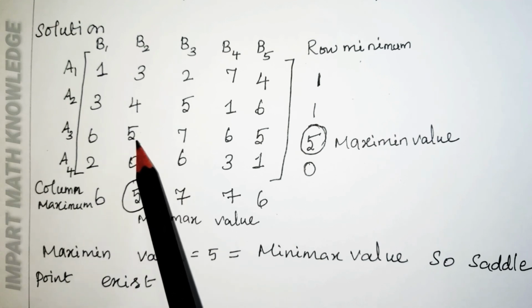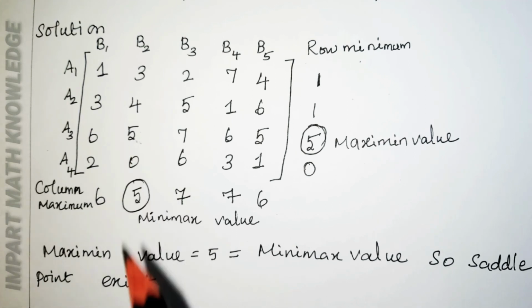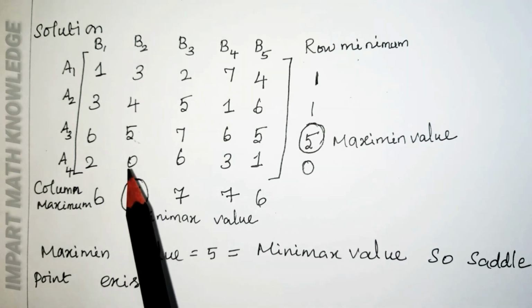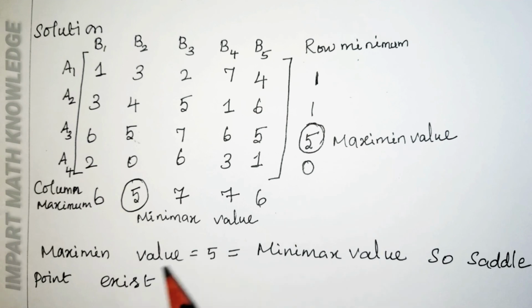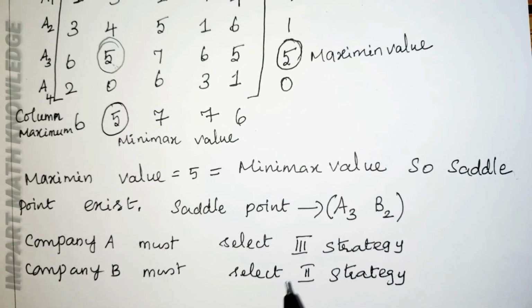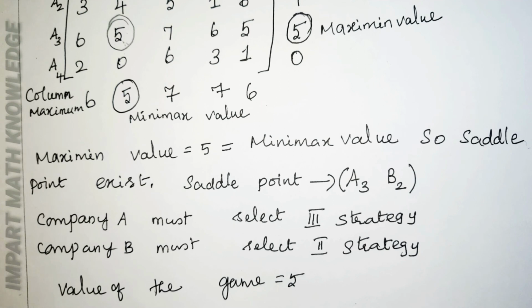The corresponding position is A3, B2. Saddle point is nothing but the position of the payoff matrix corresponding to the optimum strategies. Saddle point is A3, B2. This represents that company A must select the third strategy to maximize its minimum guaranteed gain, and company B must select the second strategy to minimize its maximum loss. Value of the game is 5. This indicates that company A will gain 5 units and company B will lose 5 units.